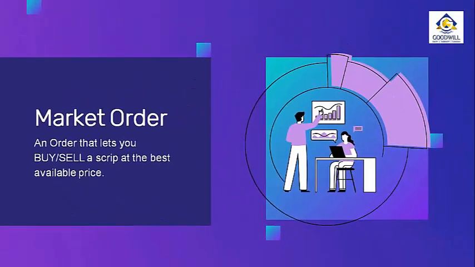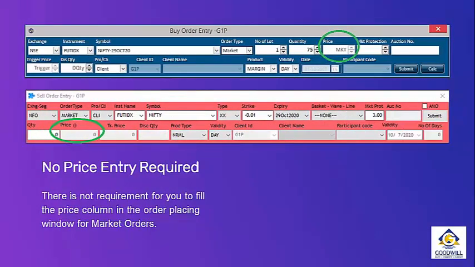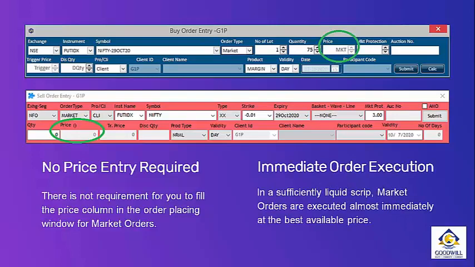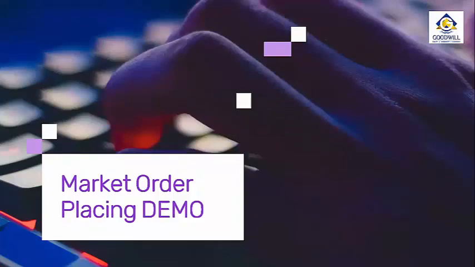What are the details you need to remember while placing a market order? First off, there's no price entry required while placing a market order in both Nest and Infini. Market orders are usually executed almost immediately at the current market price or very close to it, depending on the liquidity of that script. Now let us show you a short demo on how to place market orders in Infini.